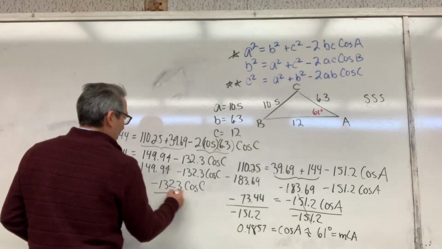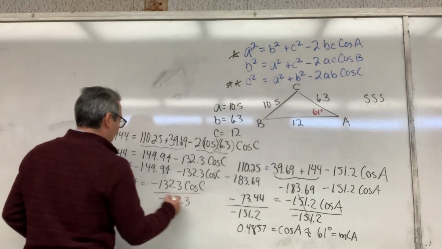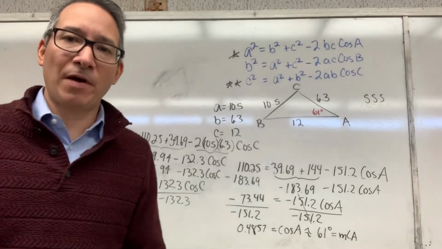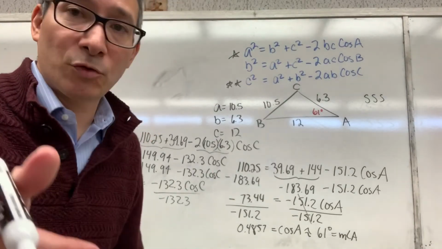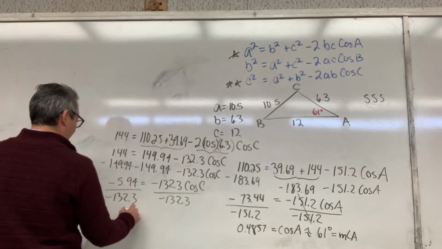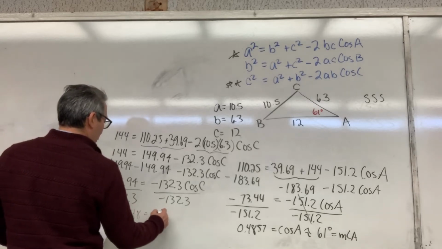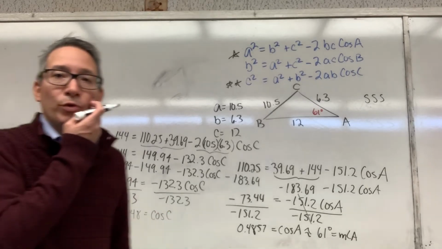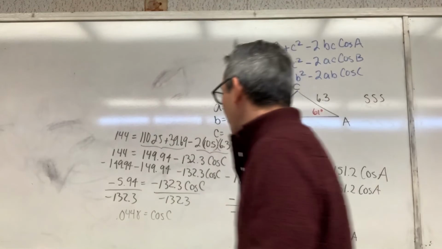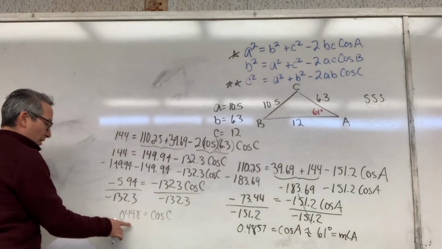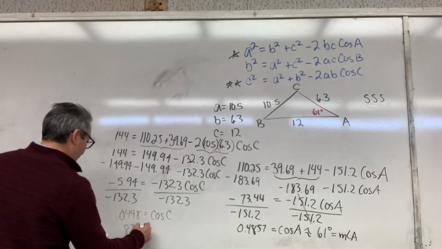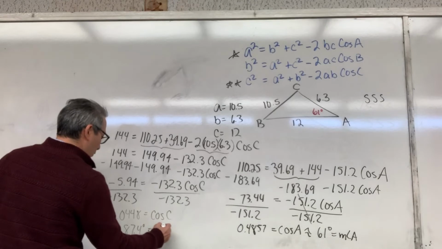Now, hopefully you're recalling from the previous example that this is just an isolation technique here. We're going to isolate cosine C. Negative 132.3 on this side and negative 132.3 on this side. What do you get when you divide a negative by a negative? That's right, a positive. So we're going to get a positive 0.448 is equal to cosine C. What should we use? Well, why don't we just use the inverse functions here? That's been our tool that's been in our pocket. If I use the inverse cosine of 0.0448, I get 87.4 degrees for angle C.